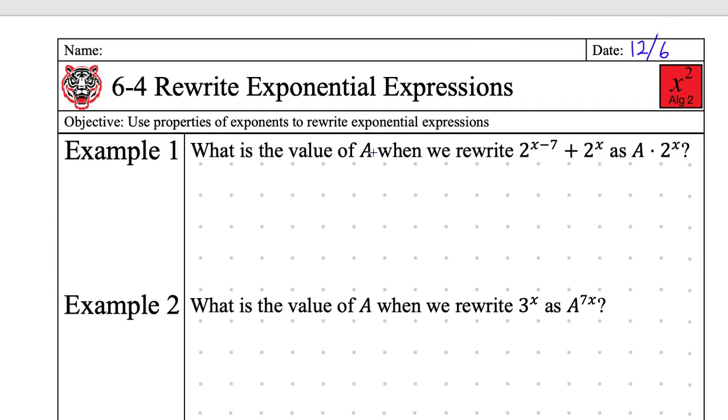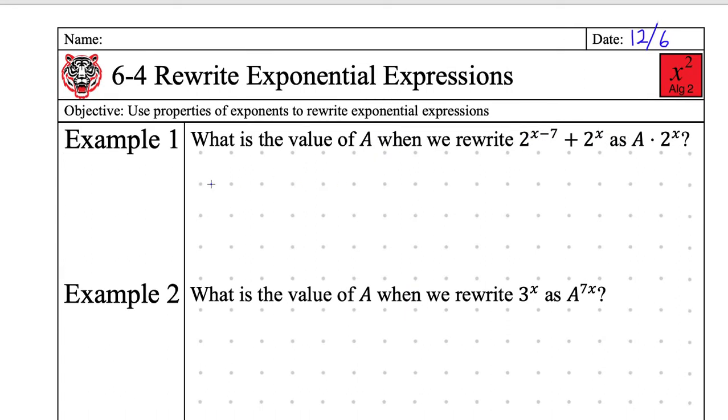So I'm basically saying these two equal one another. So I start by saying 2 to the power of x minus 7 plus 2 to the power of x is equal to a times 2 to the power of x. Somehow I'm going to get something, I'm going to call it a, times 2 to the power of x. Since I am multiplying by 2 to the power of x, I know that this something is going to be multiplied by 2 to the power of x. Which means 2 to the power of x is going to be factored out of both of these expressions.